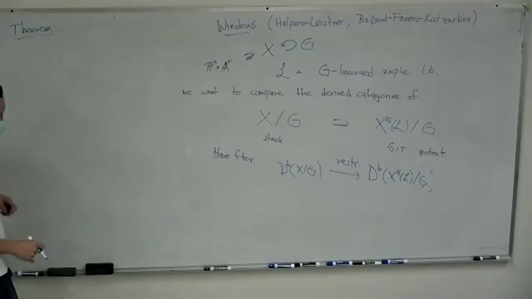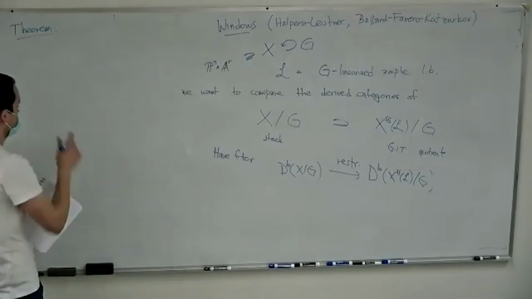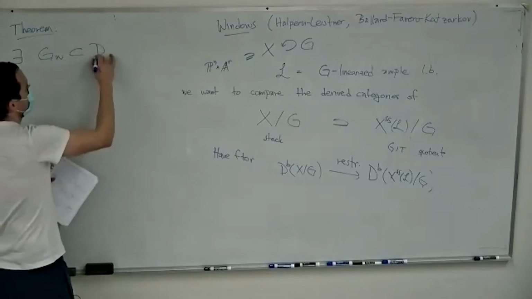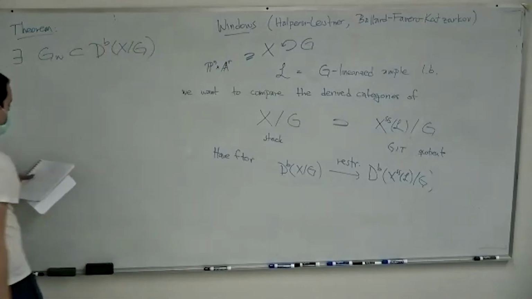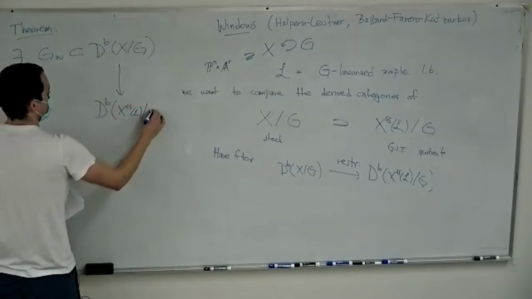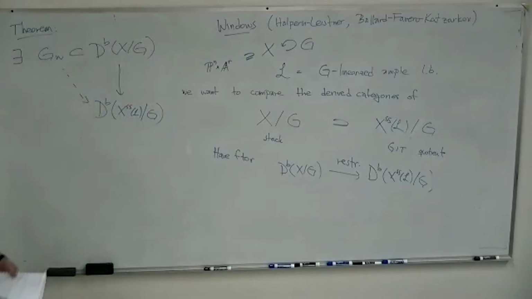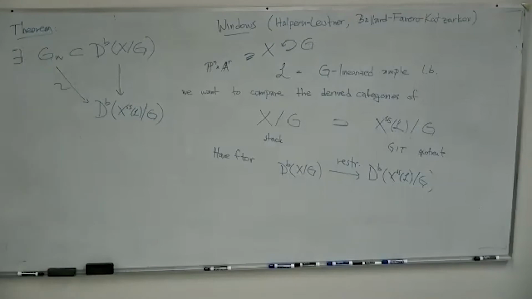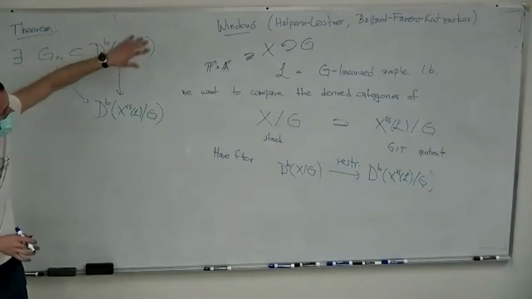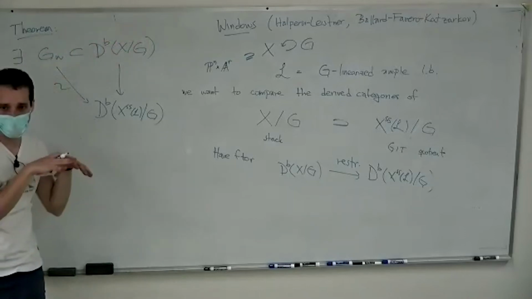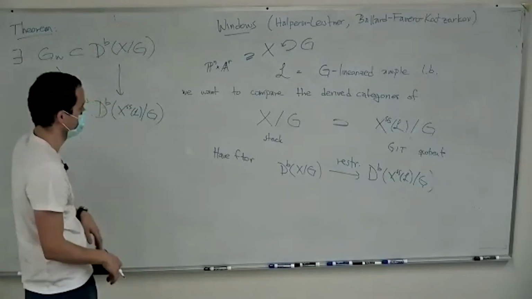So the theorem is that there exists a subcategory of the stack such that the restriction, restricted to this subcategory, is actually an equivalence of categories. That is the window category. This portion of the entire derived category of the quotient stack restricts equivalently to the whole derived category of the GIT quotient.